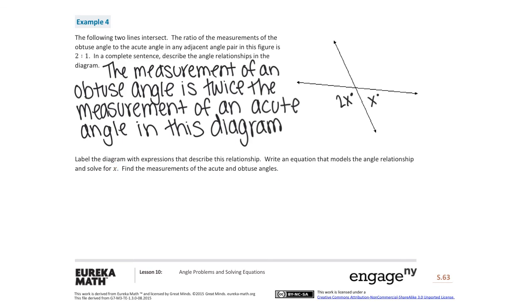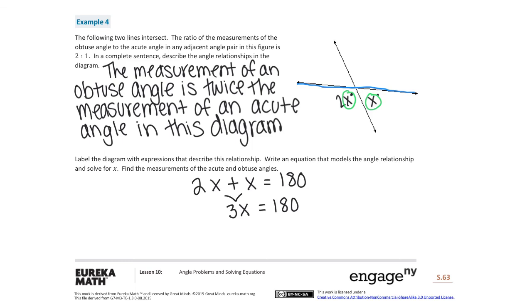So here we have both of our x's, and we want to try to figure out what x equals. Here, I know that this line equals a total of 180 degrees. So I'm going to have 2x plus x equals 180 degrees. Then I'm going to combine my like terms. So I have 2x plus x. That is going to give me 3x. So now I have 3x equals 180.